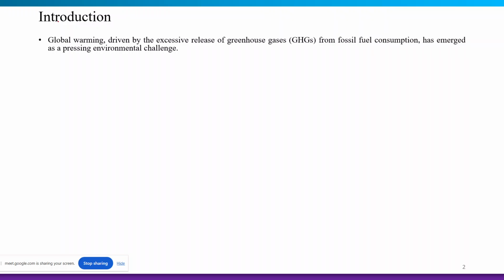Moving onwards, global warming is driven by the excess release of greenhouse gases, mostly CO2. A lot of research is going on in CO2 reduction and CO2 conversion. Another greenhouse gas is methane, which does more harm to the environment than CO2, but mostly we consider CO2 as the greenhouse gas emitted from fossil fuel burning or consumption. This becomes a very dangerous threat, an environmental risk for society, human beings, as well as other animals.